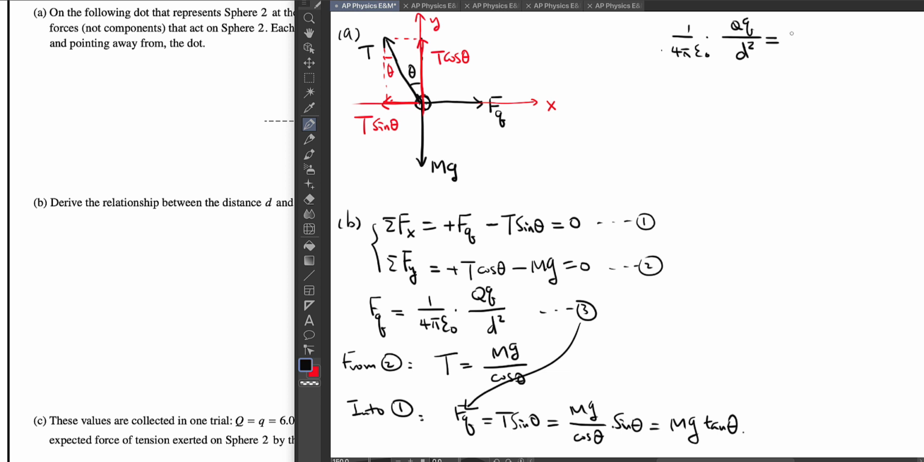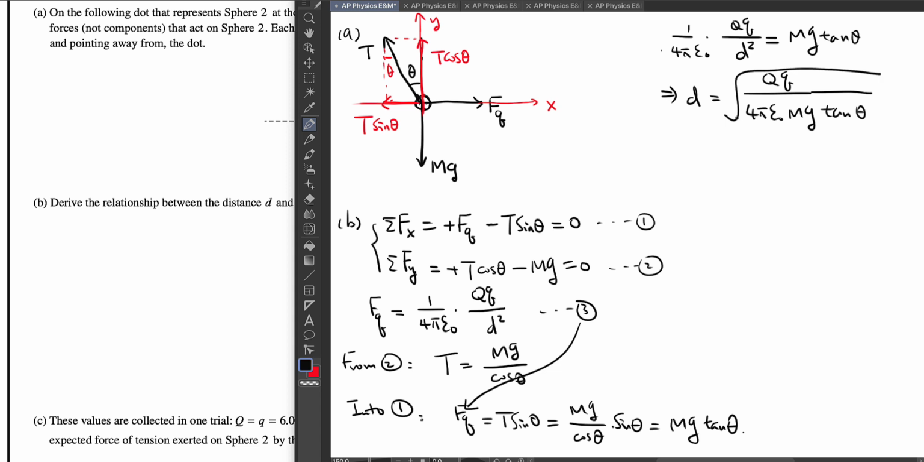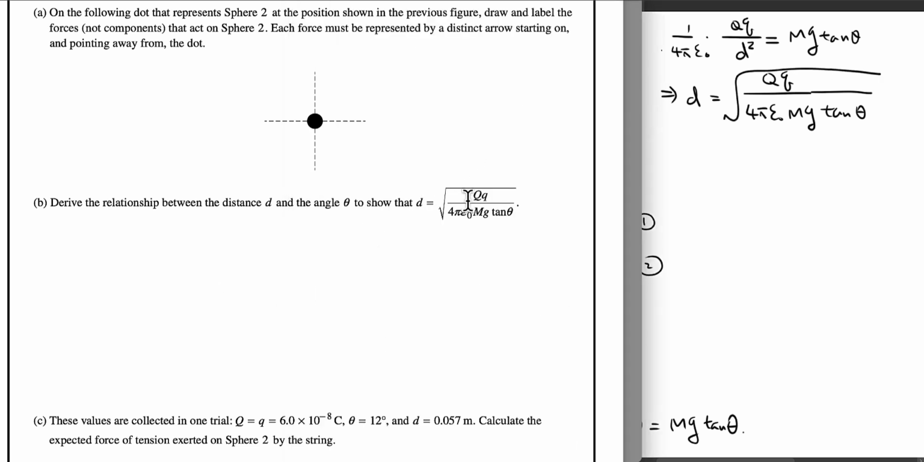Equals mg tangent theta. So now from there, I can get d squared equals Qq over 4 pi epsilon naught mg tangent theta. Right, so we can have that, right? So now let's take the square root. So d equals the square root of this whole expression here. And that's exactly what we need here for question B.